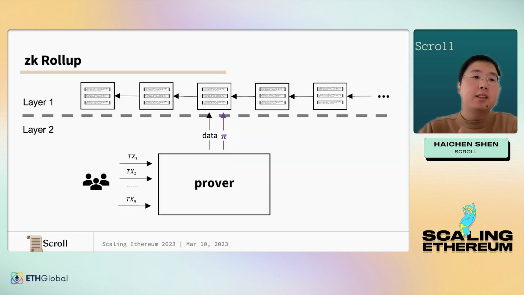Let's simplify the diagram a little bit. For zkRollups, on layer 2 you need to build a prover that generates a zk proof, accompanied by some data, and then both are submitted to layer 1 for settlement and finalization.